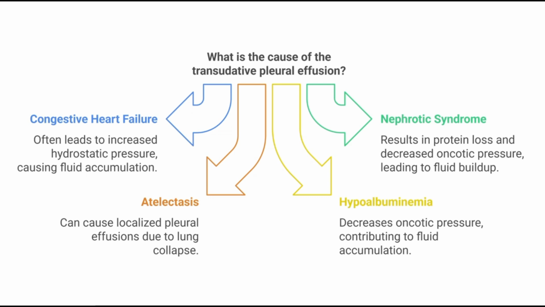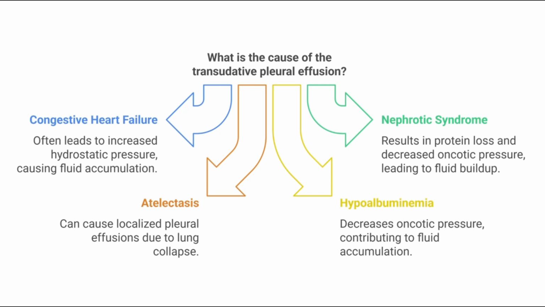When it comes to the transudative pleural effusion, the causes are mainly systemic. For example, we have the congestive heart failure, often leads to increased hydrostatic pressure, which cause fluid accumulation. Atelectasis also causes transudative pleural effusion because it causes localized pleural effusion due to lung collapse.